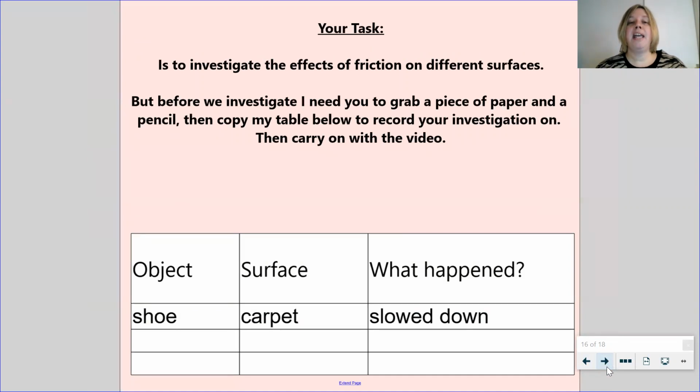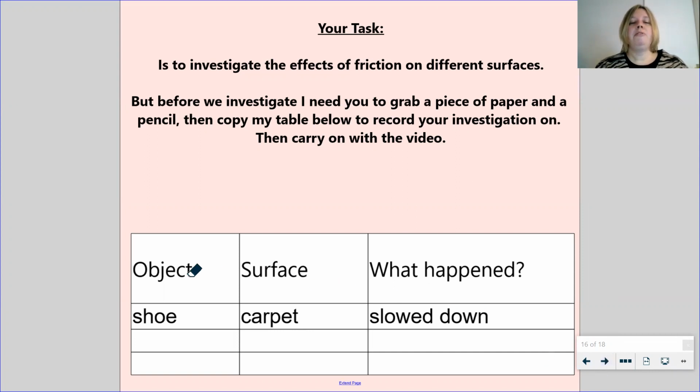Your task today is to investigate the effects of friction on different surfaces. But before we investigate, I need you to grab a piece of paper and a pencil. Then copy my table below to record your investigation on. Let's have a look to see what you need to do to make your table.